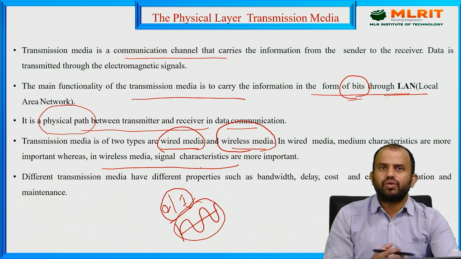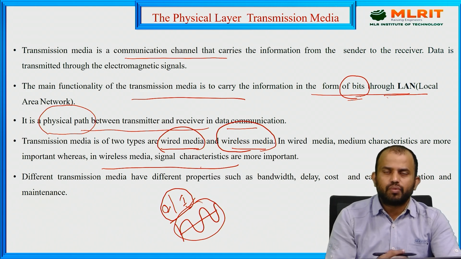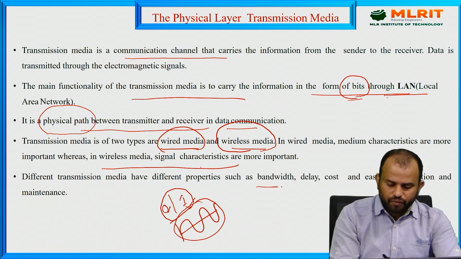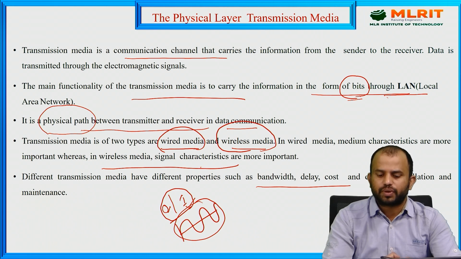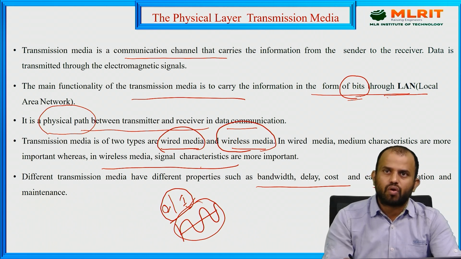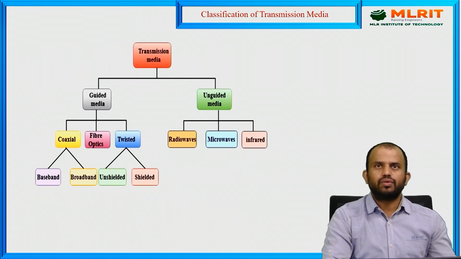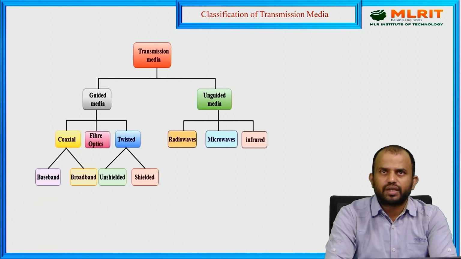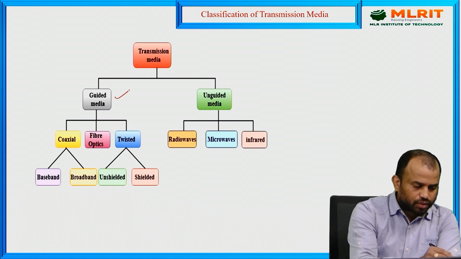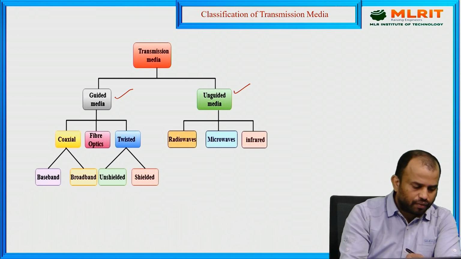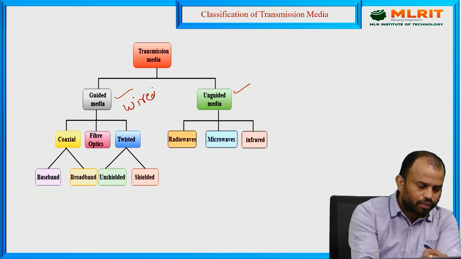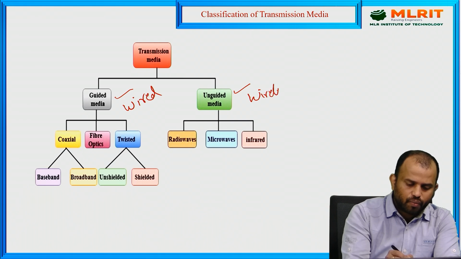How are we able to choose these different properties? We can choose based on what kind of bandwidth we are using, how much delay there is, the cost perspective, and the installation perspective. All these things we take into consideration when choosing different kinds of transmission media. In the classification of transmission media, there are two main categories: guided media and unguided media. Apparently, we call guided media wired media, and unguided media wireless media.